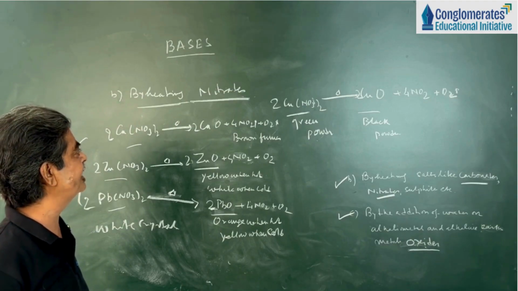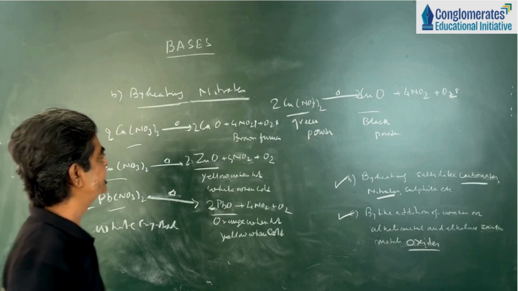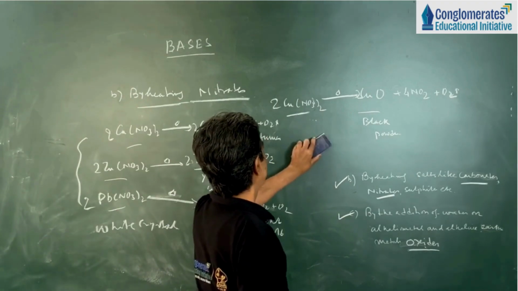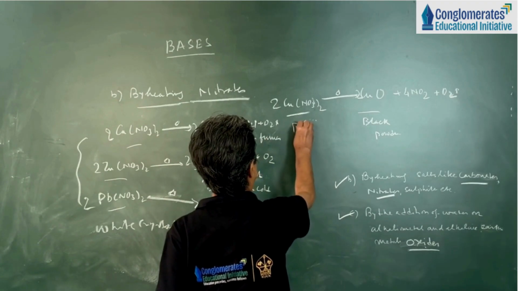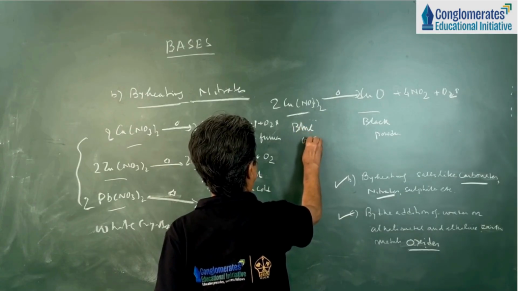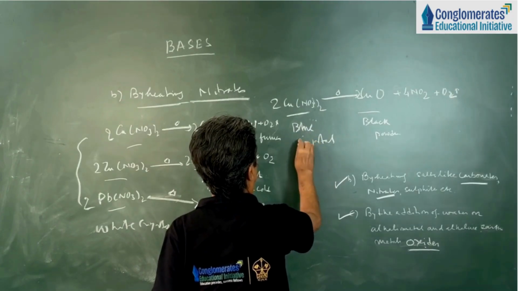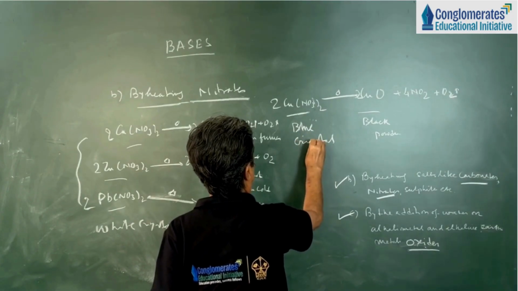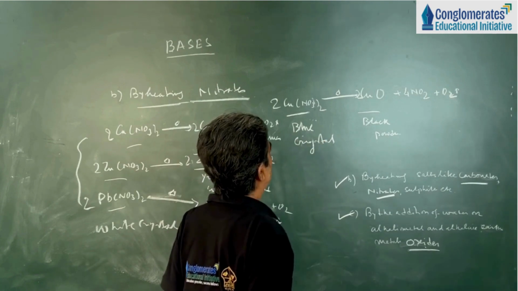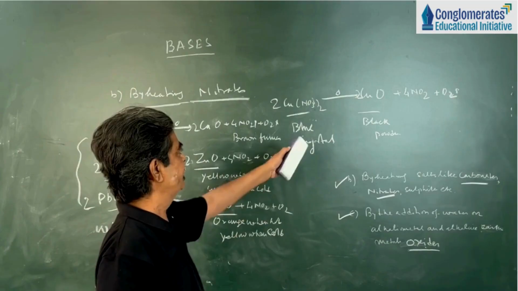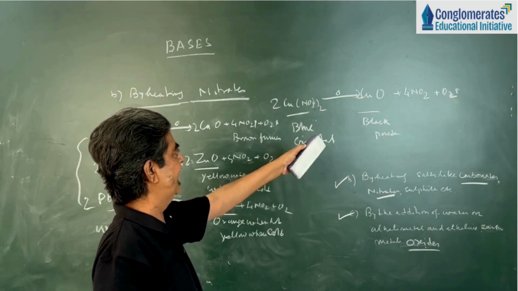But in the case of copper nitrate, it is a blue crystal. It is not a green powder. It is a blue crystal. Blue crystals, when heated, form cupric oxide, a black powder, nitrogen dioxide, and oxygen.